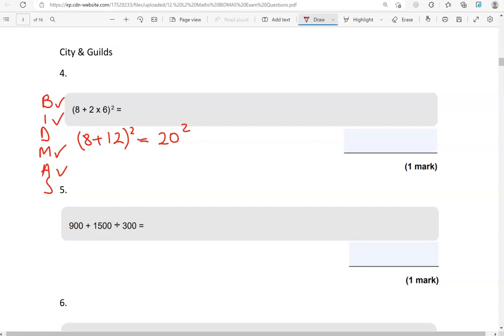And that's been squared. So what is 20 squared? That is 20 times 20. 2 times 2, that is 4. Add in the 2 zeros, so that gives us 400. Now we've got 900 plus 1500 divided by 300. We haven't got any brackets. We only have addition and division. As you can see, division comes before addition, so that's what we're going to do first.